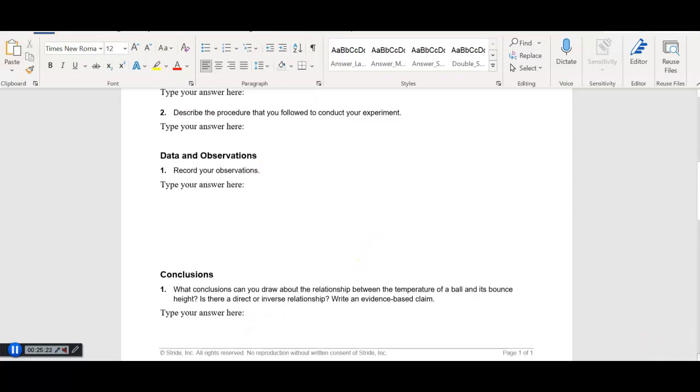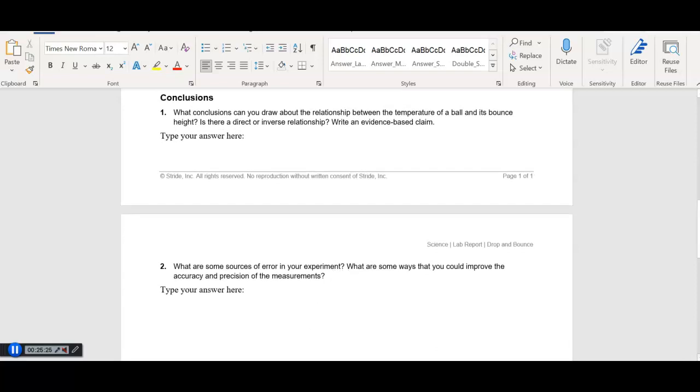And then your conclusion, there's a couple questions here. Your conclusion needs to be about 3 to 5 sentences. It's going to basically say, is your hypothesis correct or not? What could you draw? So basically, my hypothesis was this, my data supported it or it did not support it. And then you're going to talk about, is there a direct or inverse relationship between the temperature of the ball and the bounce height? Is there a direct relationship with those? Yes. Do we notice that the temperature affected it? Yes. So there's a direct relationship.